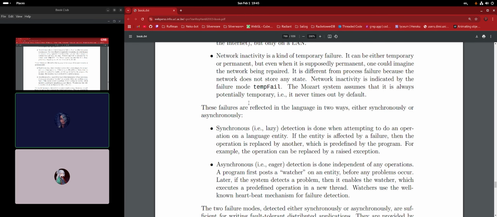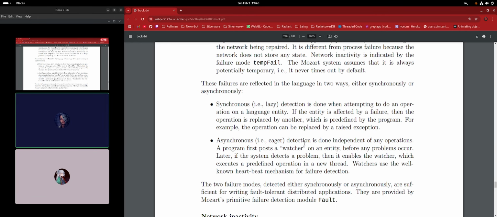And then, how do those reflect in the language? Synchronous and asynchronous. The synchronous detection is done when attempting to do an operation on a language entity. If the entity is affected by a failure, then the operation is replaced by another, which is predefined by the program. For example, the operation can be replaced by a raised exception.